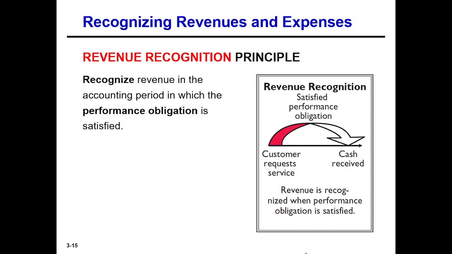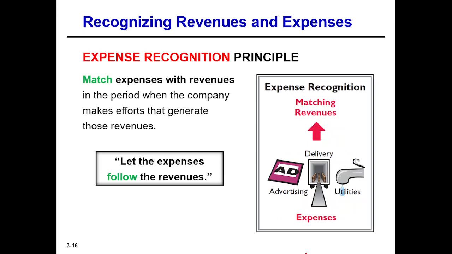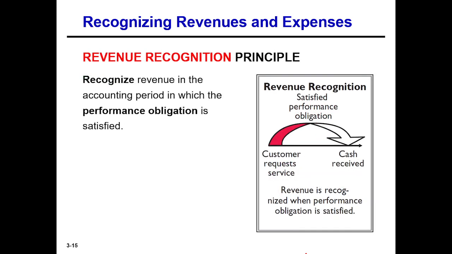According to the accrual basis, we have two principles. Principle for revenue recognition and another principle for expense recognition. The revenue recognition principle states that revenue will be recognized in the accounting period in which the performance obligation is satisfied. What do we mean by performance obligation is satisfied?